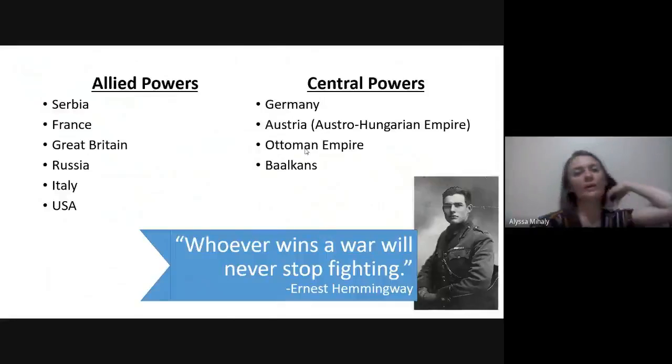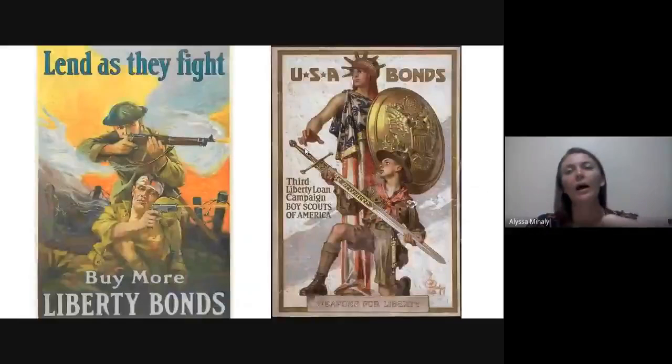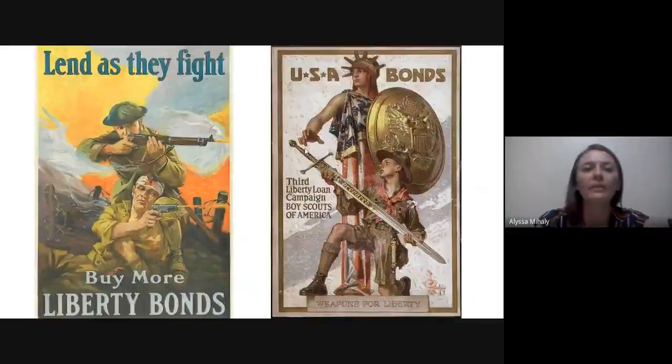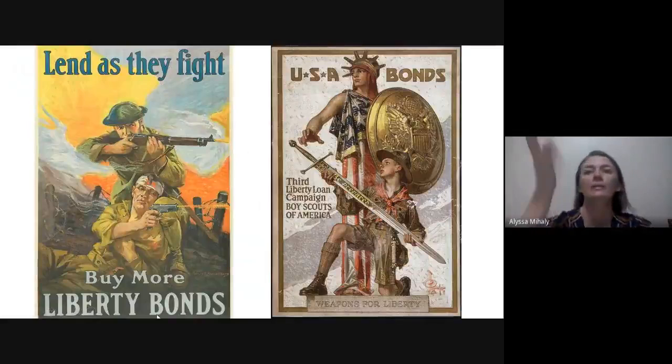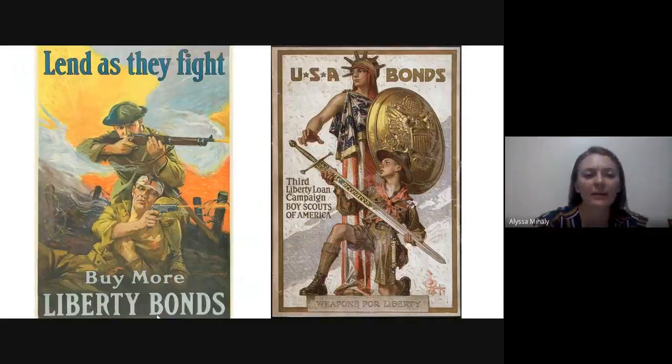Okay, so the U.S., like I said, did not join the war right away, but they did support the Allied forces, Great Britain, France, those were the main ones, Serbia at the time, by lending a lot of money. So how they did it was this thing called bonds, where people would buy these bonds, which was kind of like putting money in the stock market, like a savings, giving money to the government with the promise that later on they could take that money back out, and hopefully it would have gained interest. So here's some of these.